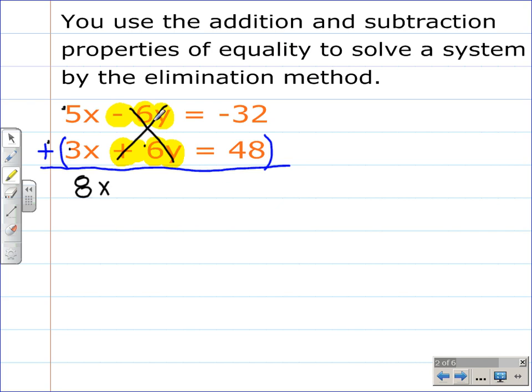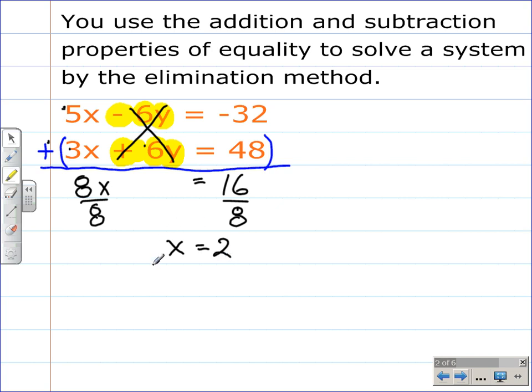Therefore, those terms are eliminated, and that gives us the name, the elimination method. I bring down the equal sign, and I have to add the constant terms together. Negative 32 plus 48, well, we actually end up subtracting those two things, and that gives us 16. Negative 32 plus a positive 48 gives a positive 16. Now we have a very simple equation to solve. 8x is equal to 16, and we solve that by dividing each side by 8, and that gives us x is equal to 2.